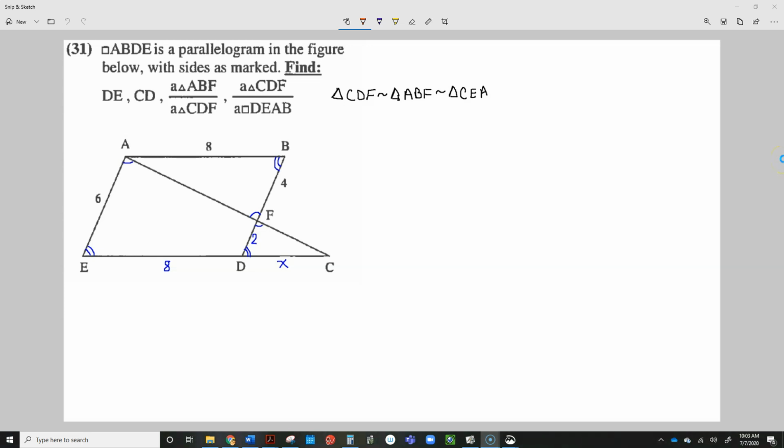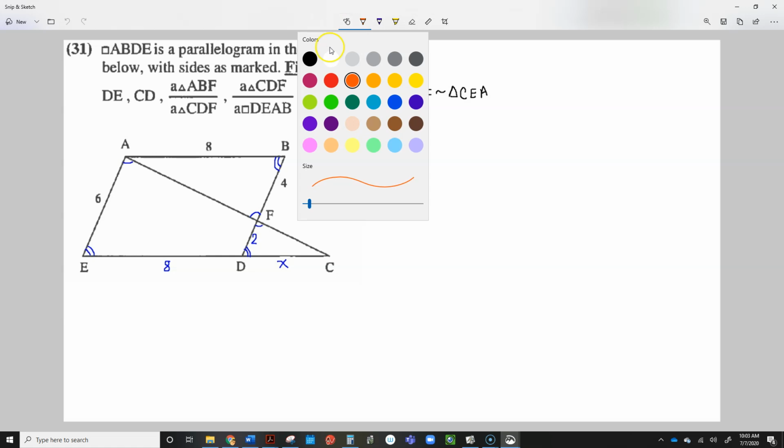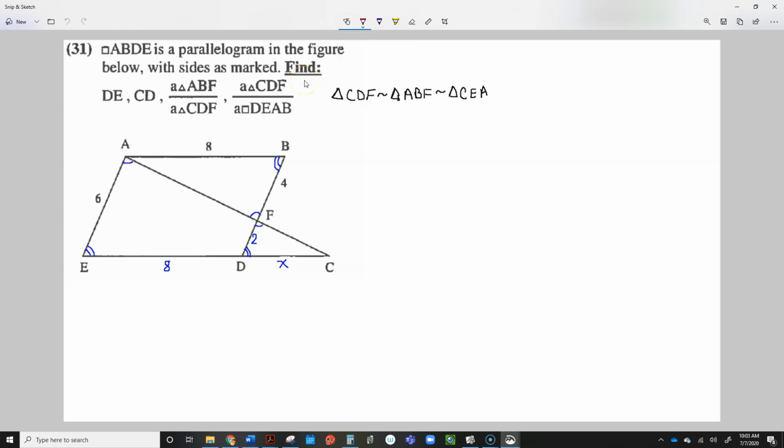Okay, so this is problem number 31 from the Geometry Final Review Worksheet. It's the one with no multiple choice answers. They want me to find the length of DE, and they want me to find the length of CD. DE. Oh, I found that one already.